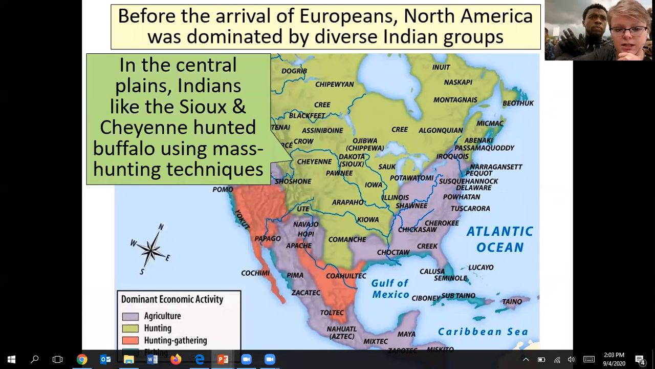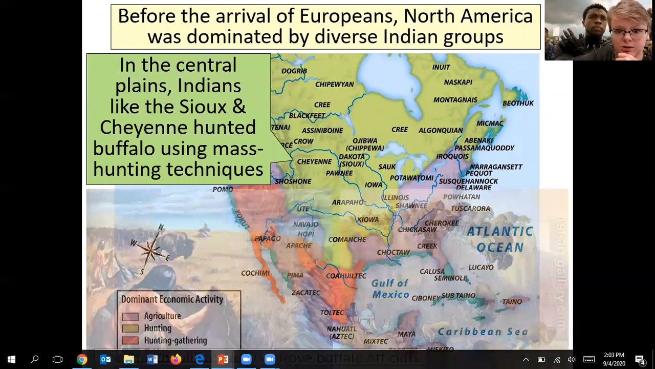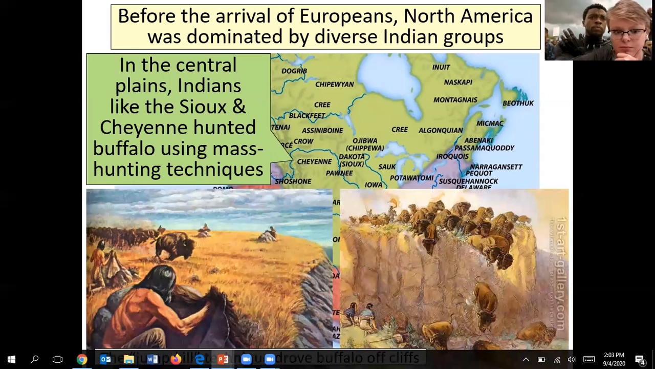In the Central Plains, Indians like the Sioux and the Cheyenne hunted buffalo using mass hunting techniques. We talked about them. There's the Great Plains, and they would scare the buffalo into running off of cliffs, and then as the stampede ran off, they'd have food. It was actually really ingenuitive.